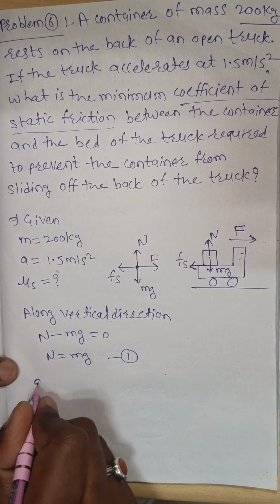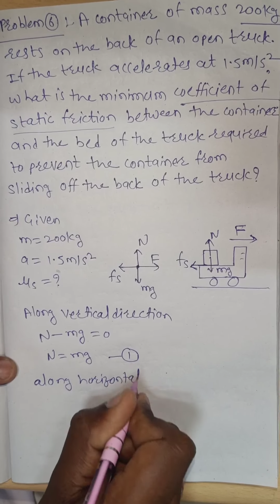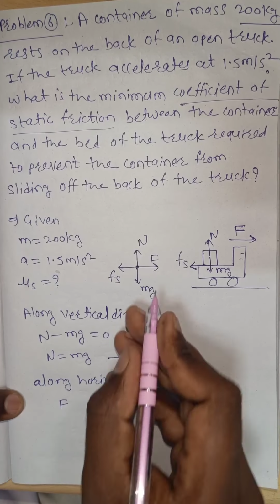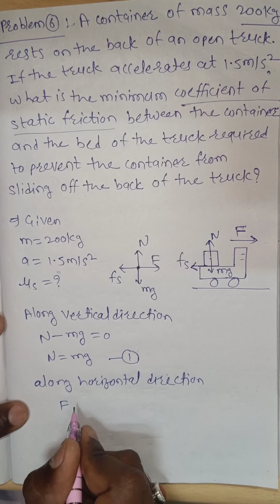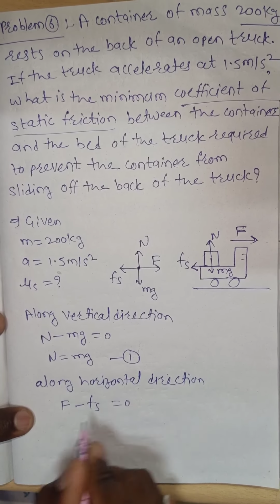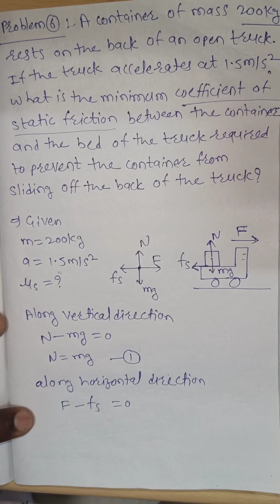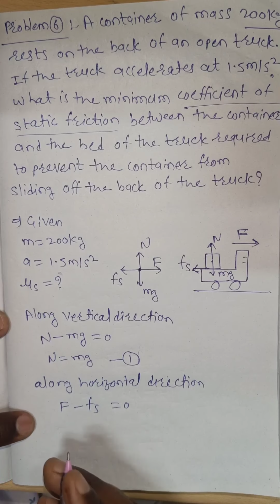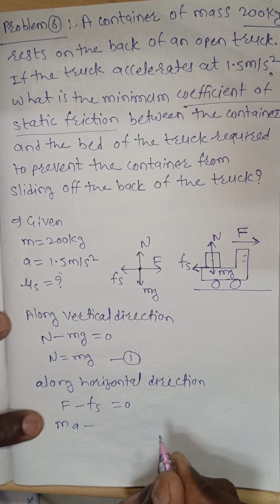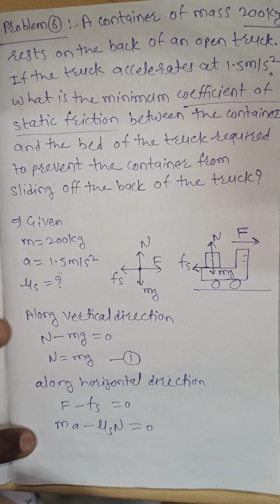Now along the horizontal direction, F is in the forward direction and fs is in the opposite direction, therefore F minus fs is equal to 0. And you know that F is nothing but mass into acceleration, minus fs, that is static friction, which is equal to mu s into N, which is equal to 0.